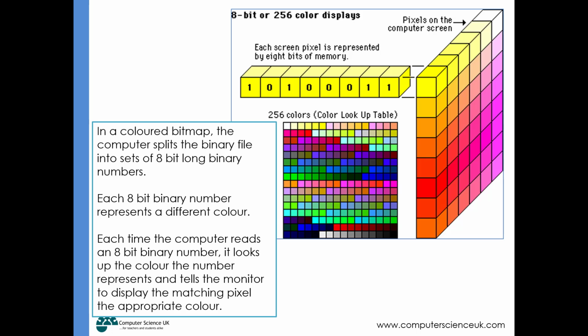In a colored bitmap, the computer splits the binary file of all those zeros and ones into 8-bit long binary numbers. The computer will read each 8-bit number in turn, and each 8-bit binary number will represent a different color. Each time the computer reads an 8-bit binary number, it looks up the color that number represents and tells the monitor to display that matching pixel in that particular color. Now with 8 bits, you can only represent 256 different colors, and that's not fantastic.